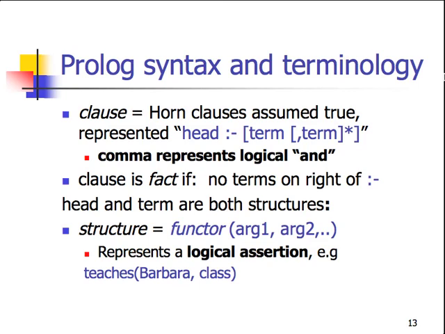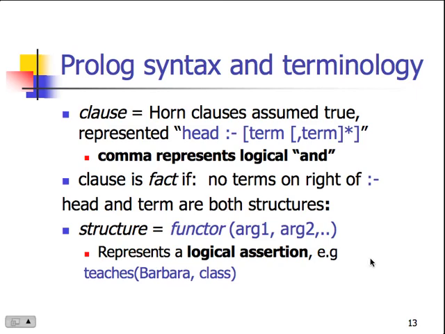So we have the concept of the clause. The clause is equal to the Horn clause, which is assumed to be true, which is represented by a head plus some terms. The comma represents the logical and: this one and that one and that one. So we have commas instead of spaces as in Scheme, so the syntax is a lot different. We have a clause that is a fact if no terms are on the right-hand side. A head and a term are both structures. Our structure is a functor with argument 1, argument 2, which sort of looks like function notation from Scheme, actually.